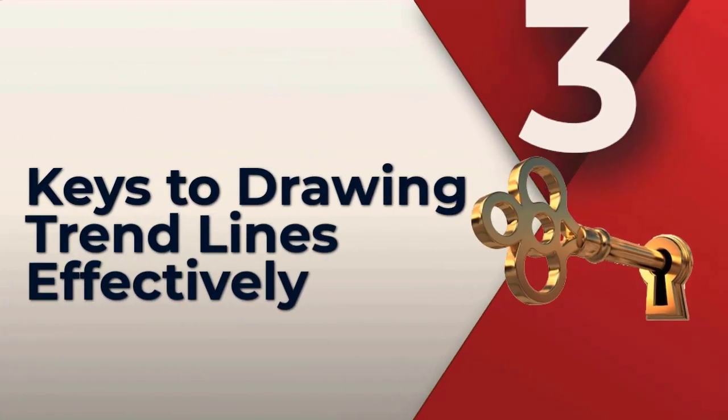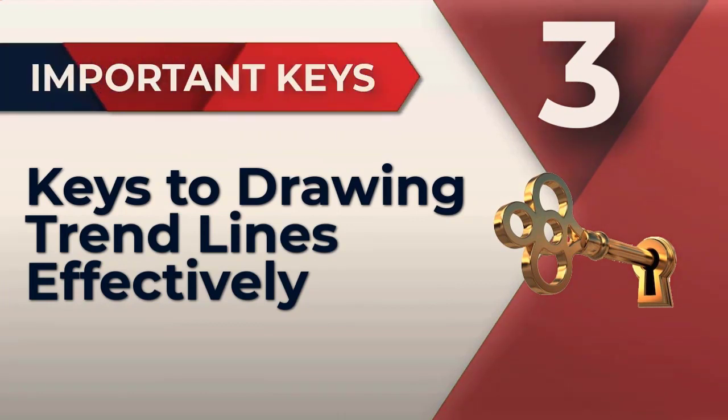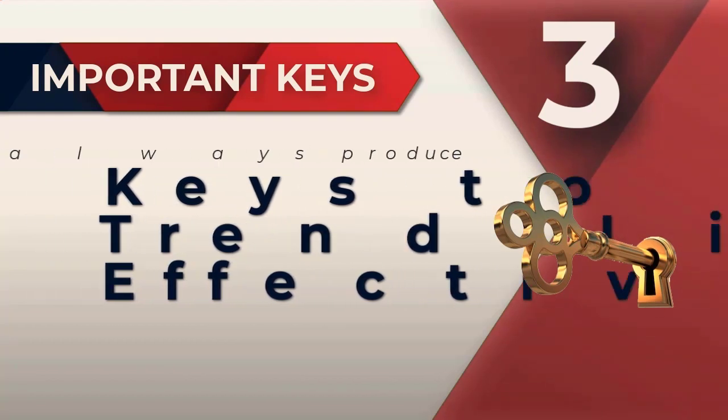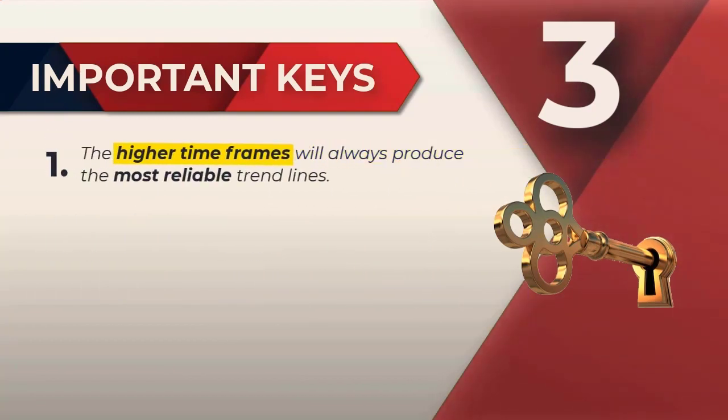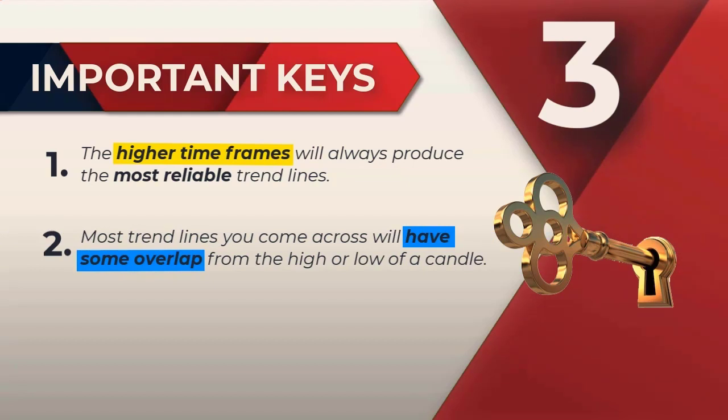3 keys to drawing trend lines effectively. There are 3 very important keys to drawing perfect and effective trend lines. First, the higher time frames will always produce the most reliable trend lines, so start there and work your way down. Second, most trend lines you come across will have some overlap from the high or low of a candle. But what's important is getting the most touches possible without cutting through the body of a candle.